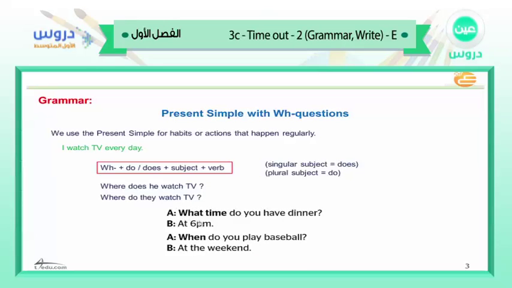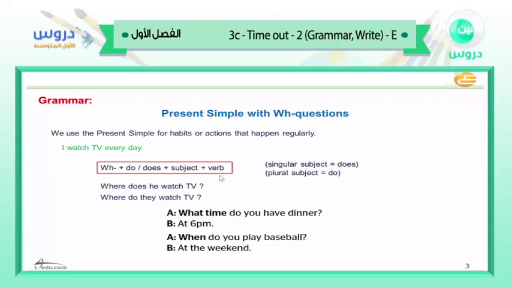Another question. What time do you have dinner? What time, this is the WH word. Do, can you see it? Because we have you as the subject. It's just like the plural. You and I, we use them in most of the grammar rules just like the plural. Have dinner. The answer: at 6 p.m. Another question. When do you play baseball? At the weekend.